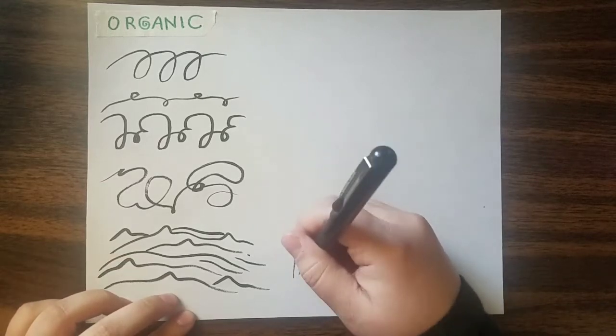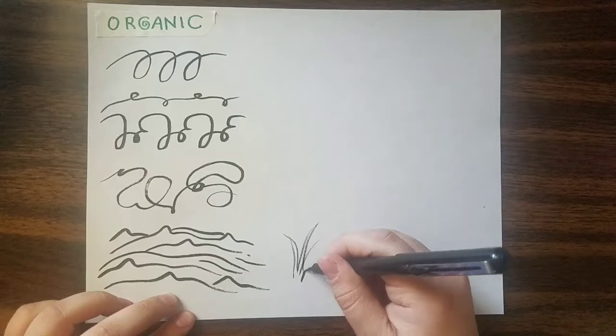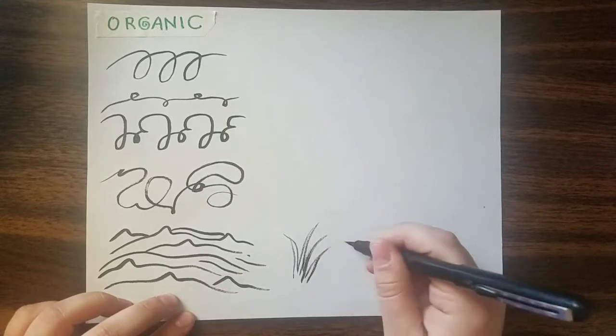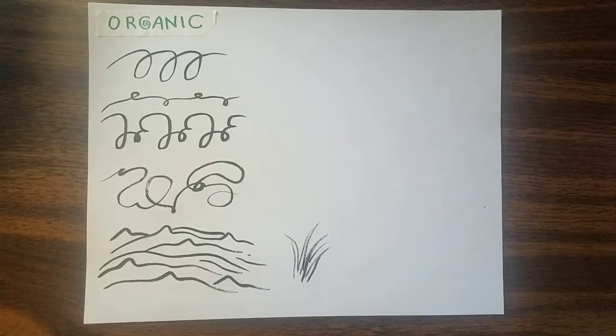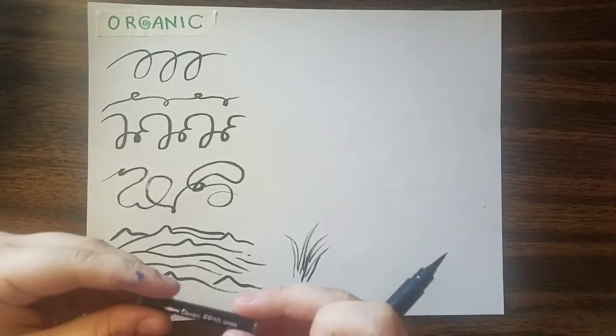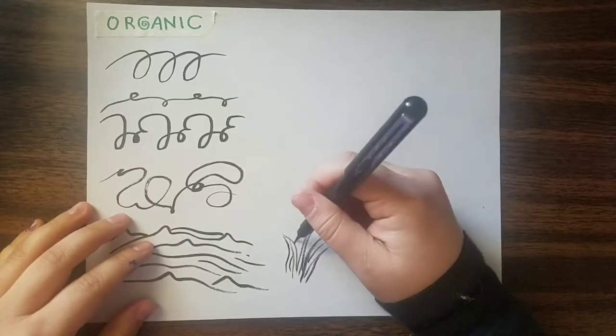For example, grass. If you've ever looked closely at grass. Oh good, my ink pen is dying. Perfect timing, actually. Alright, just put a new ink cartridge in. Let's see if it'll help us out later on.